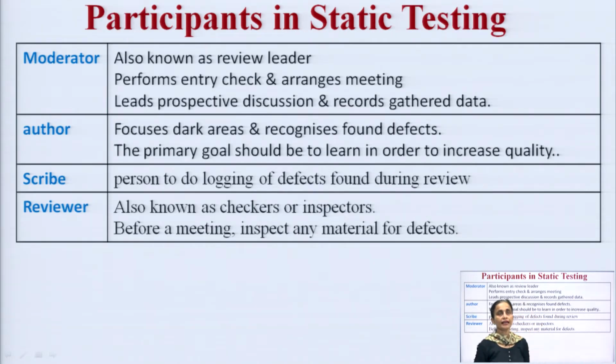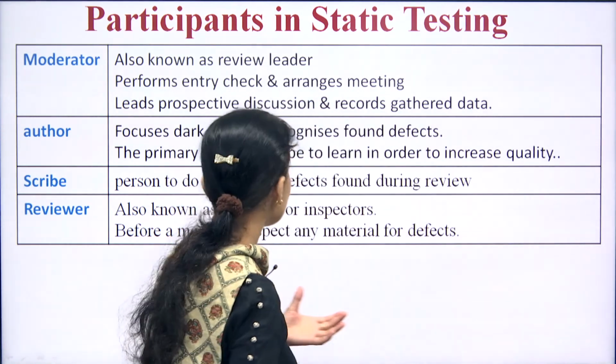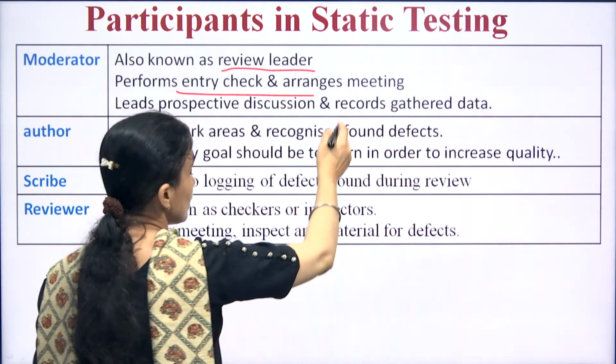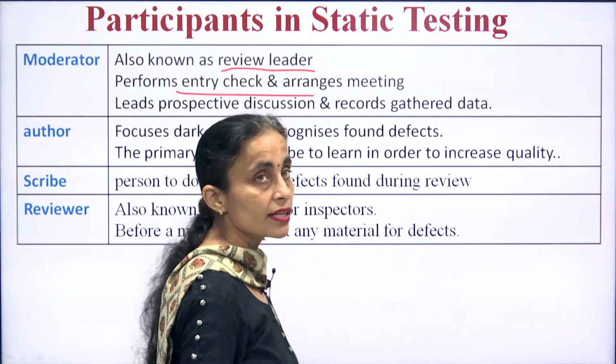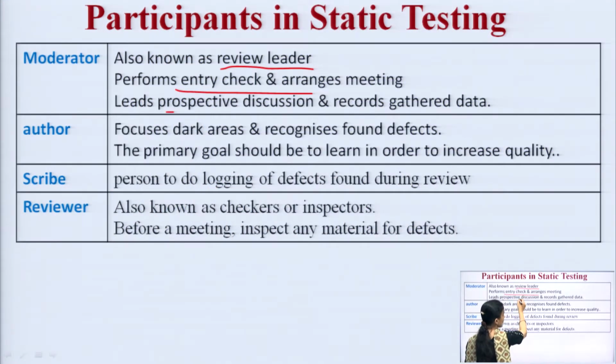Now, the next thing that comes: who are the participants in this code inspection technique? Since it is a kind of static technique, the moderator, author, scribe and reviewer are the participants of this static testing. Moderator means the review leader, who performs the entry check, arranges the meeting, leads the prospective discussions, and records all the gathered information.